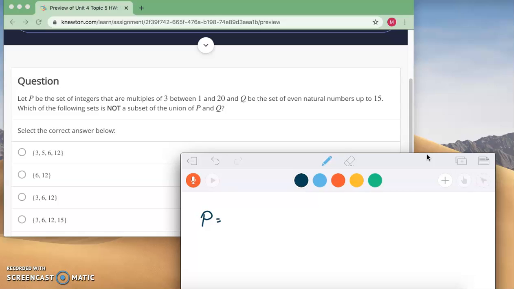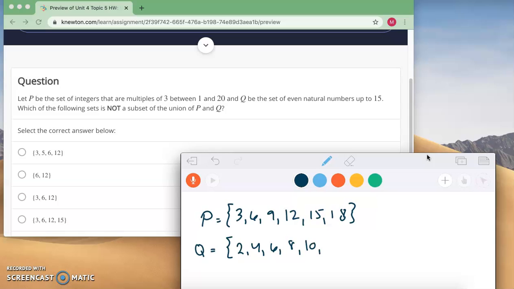All right, so let's go ahead and start by writing out what we have for P. So P is equal to all the multiples of 3 between 1 and 20. So we're going to say 3, 6, 9, 12, 15, 18. And then we have Q, the set of even natural numbers up to 15. So we have 2, 4, 6, 8, 10, 12, 14. 15 is not even, so we don't need to include that.